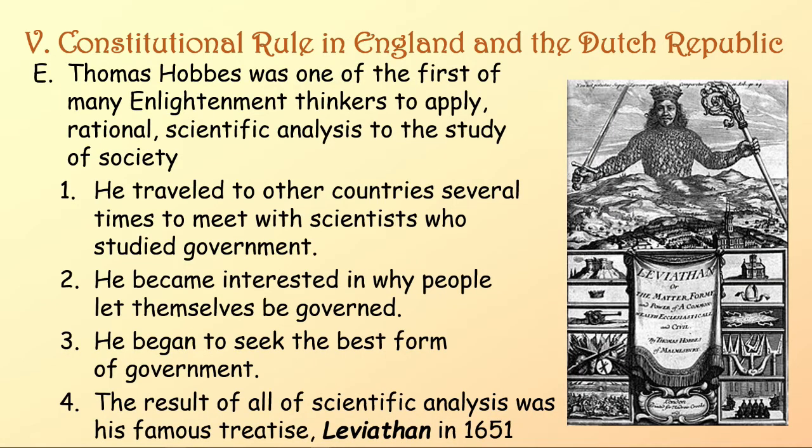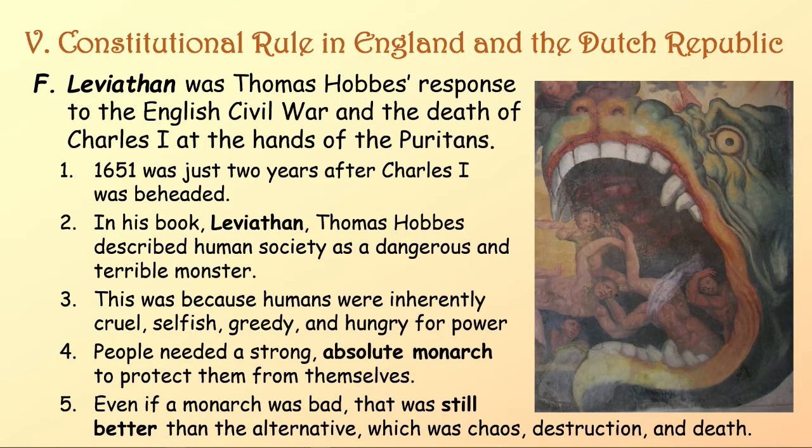And Thomas Hobbes was one of the first of many Enlightenment thinkers to apply rational, scientific analysis to the study of society. He traveled to other countries several times to meet with scientists who studied government. And he became interested in why people let themselves be governed. And he began to seek the best form of government. The result of all of this scientific analysis was his famous treatise, Leviathan, in 1651. Leviathan was Thomas Hobbes' response to the English Civil War and the death of Charles I at the hands of the Puritans.